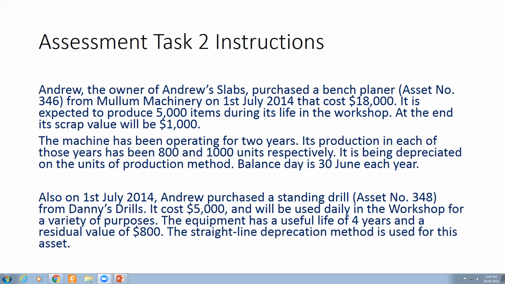For assessment task 2 instruction, let's read the case first. One person named Andrew, the owner of Andrew Slabs. He has a company, and the company's name is Andrew Slab. He purchased a bench planner. So this is one kind of asset, right? If you purchase a bench planner, because this is not just for 1 month or 2 months of use. He's going to use this for maybe the next 4 years or 5 years. So that's why this is the asset.